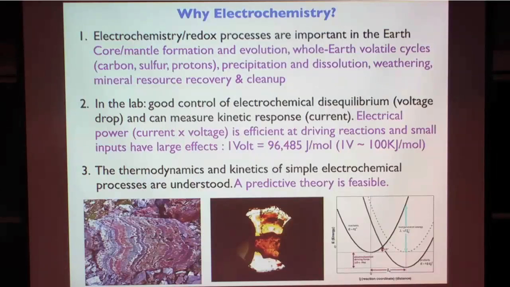So if there are redox processes involved in some of the tracers that we might use to look at processes in the Earth, as Anat was talking about before, then with electrochemistry we have a hope of really pinning down those mechanisms in some exact ways. So a predictive theory is possible.